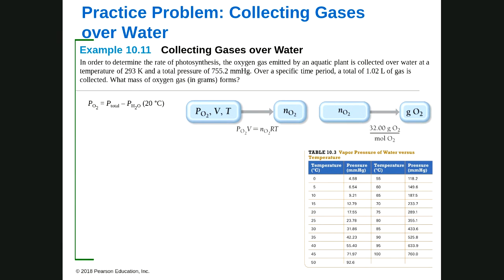So it says, in order to determine the rate of photosynthesis, the oxygen gas emitted by an aquatic plant is collected over water at a temperature of 293 Kelvin and a total pressure of 755.2 millimeters of mercury. Over a specific time period, a total of 1.02 liters of gas was collected. What mass of oxygen gas in grams forms? All right, and I saw grams.